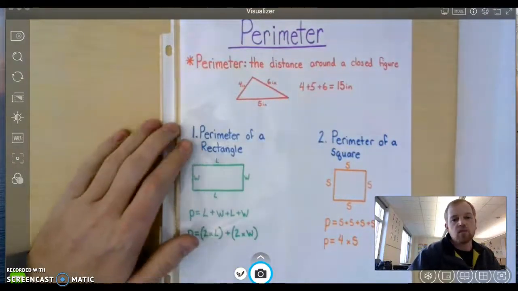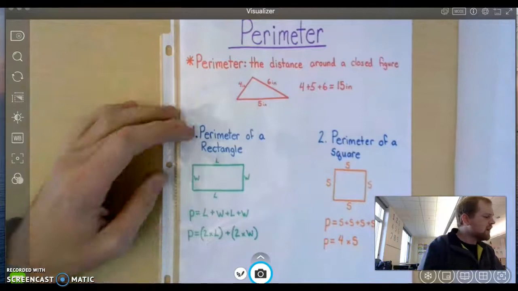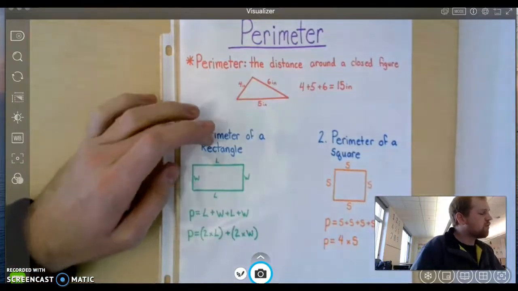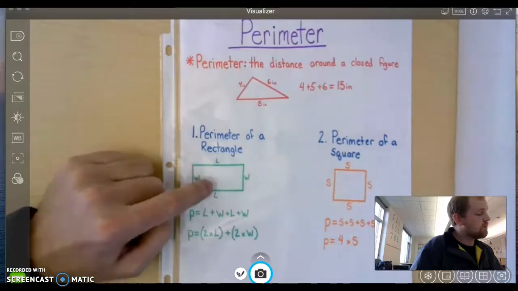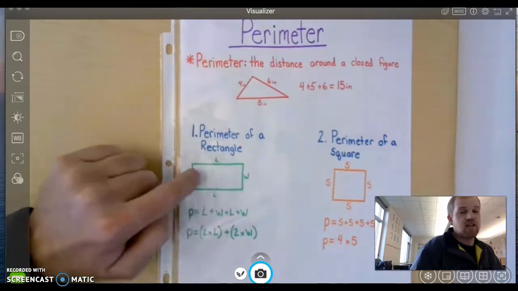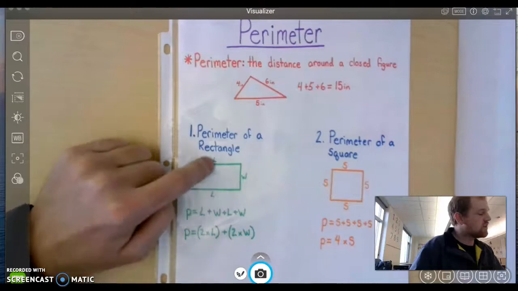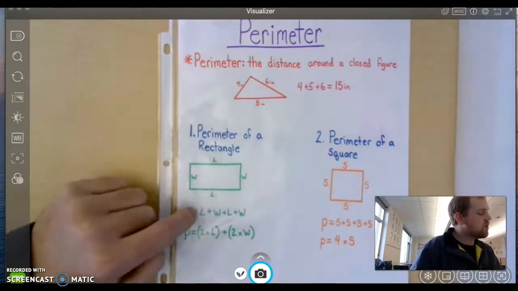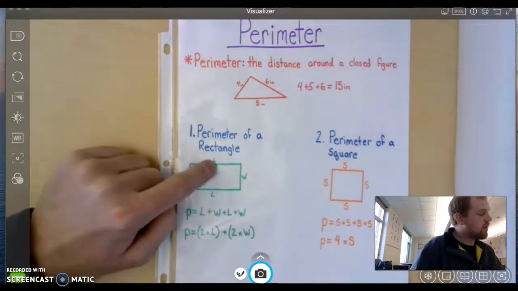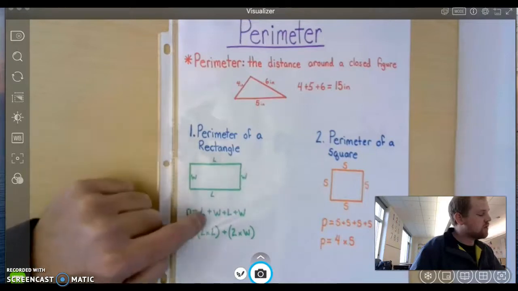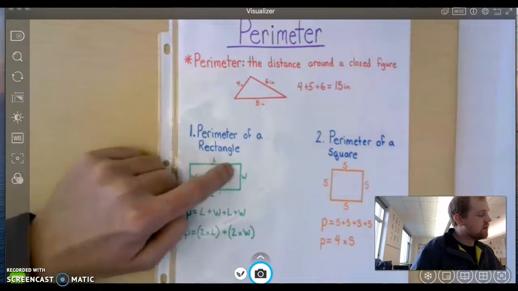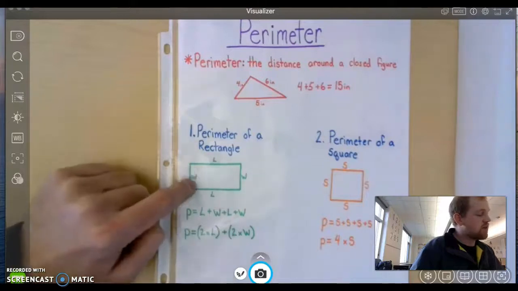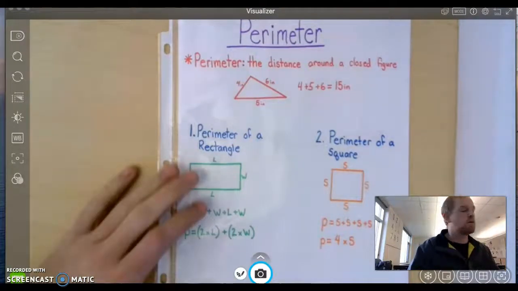Then we also talked on Monday about the perimeter of a rectangle. We have a formula here because in rectangles, opposite sides are the same length. So we have our length here is the same and our width here is the same. So we can add them all up with L plus W plus L plus W. Or we had our formula where we can take 2 times L plus 2 times W. Okay, and that would be our rectangle one.